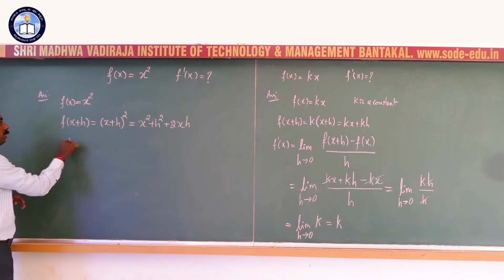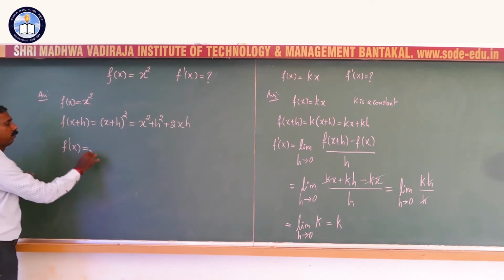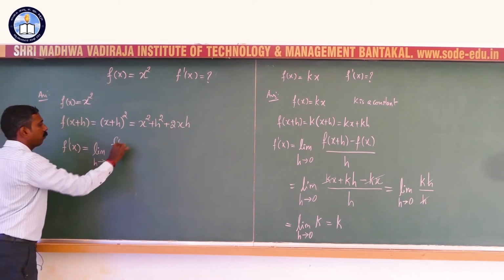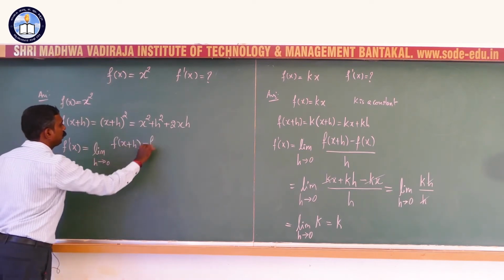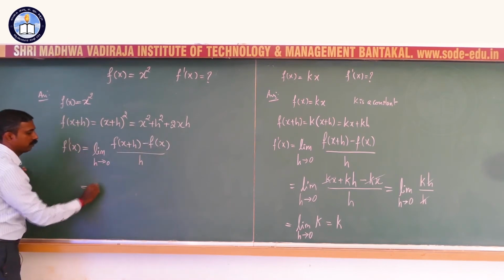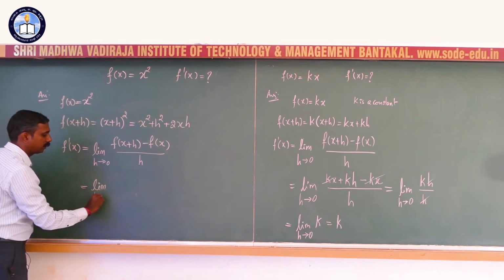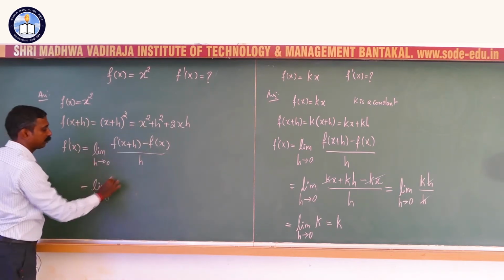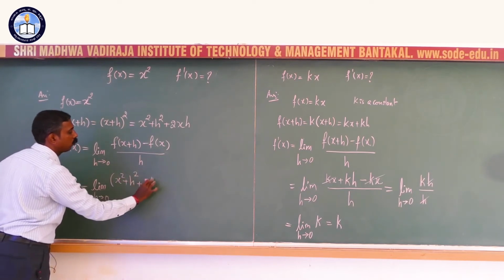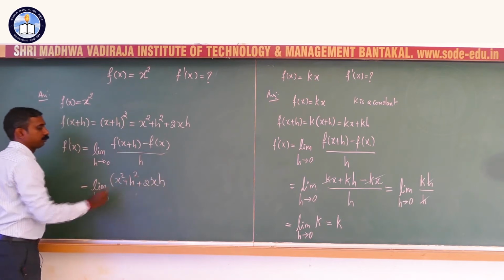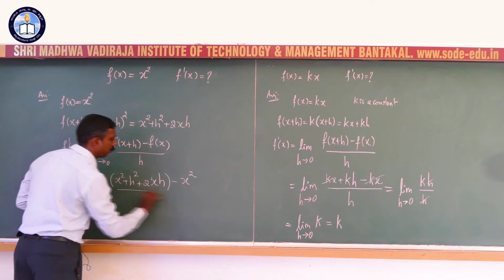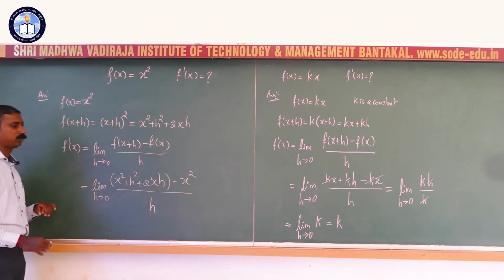Let us use this in f dash of x, which is equal to limit h tending to 0, f of x plus h minus f of x divided by h, which is equal to limit h tending to 0, f of x plus h expression is x square plus h square plus 2xh minus x square divided by h.